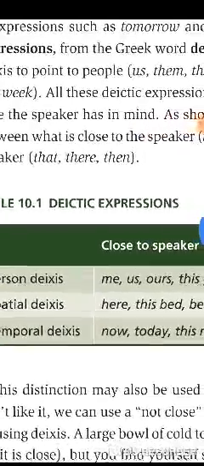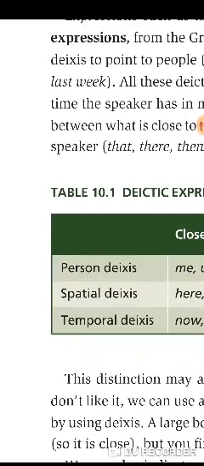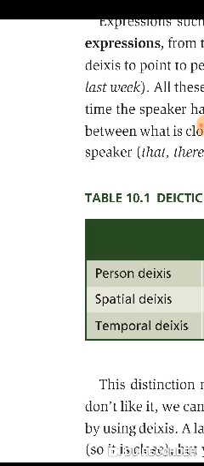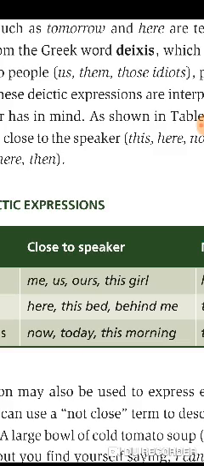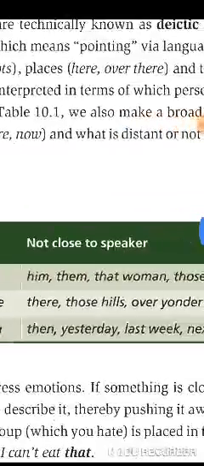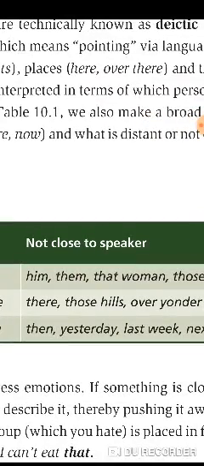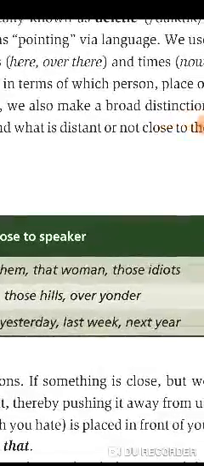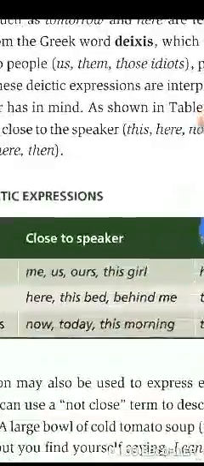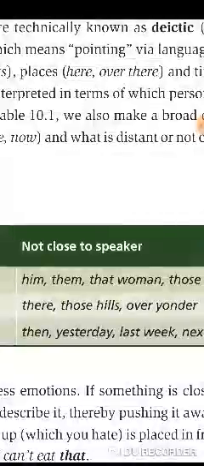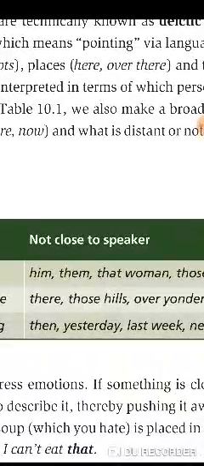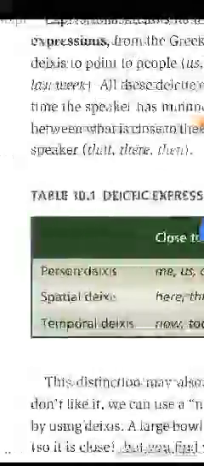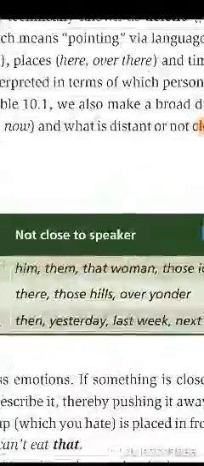Table 10.1, deictic expressions. Well, there are 3 types: person deixis, spatial deixis, and temporal deixis. What is person deixis? It refers to people, and they are pointing. Like what? Me, us, ours, this girl. Or him, them, that woman, those idiots. What's the difference? Close to the speaker, not close to the speaker. So here you can have the word here, and there you can have the word there. So close to the speaker and not close to the speaker.